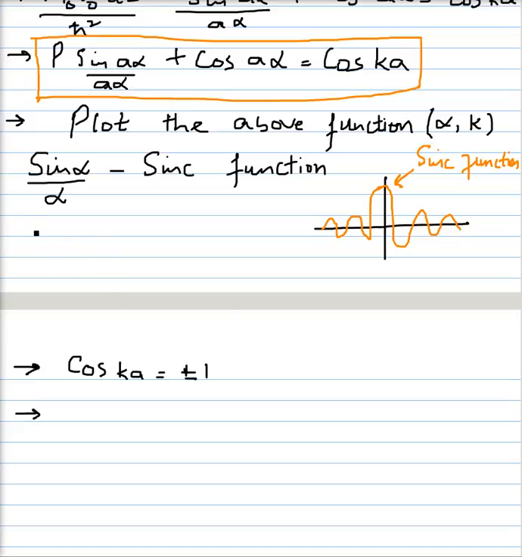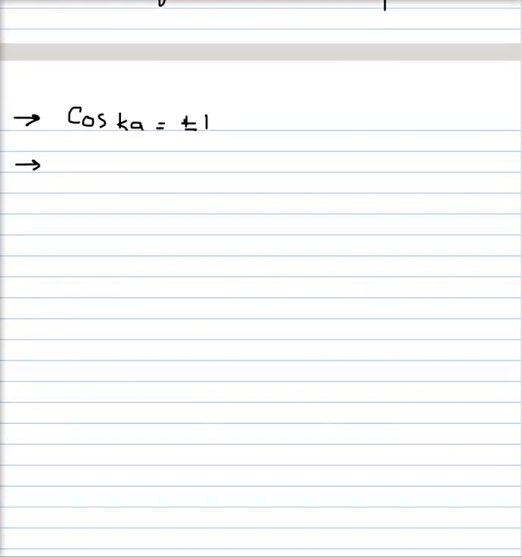Now what is this constant P? P is also known as the scattering power, or it simply measures the strength of the function. Now how do we plot it?